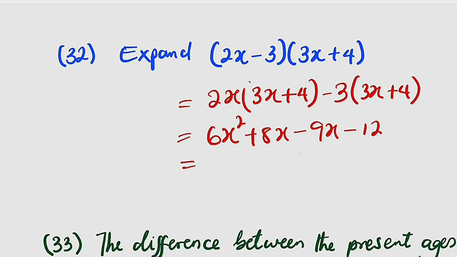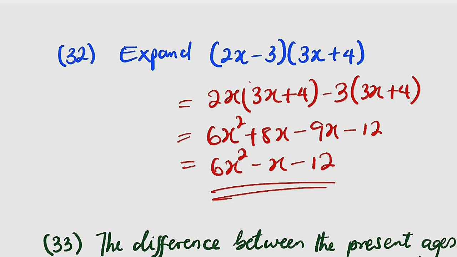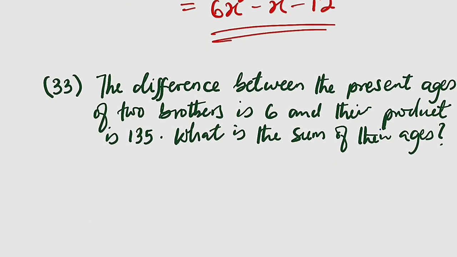Then the middle terms, we can add them together. This is 6x squared. This and this will give us negative x, then minus 12. And we are done.